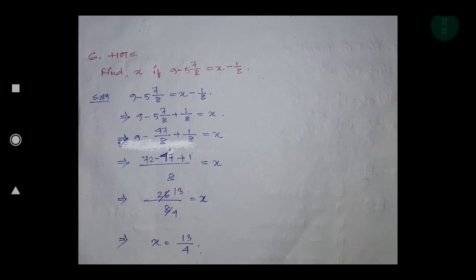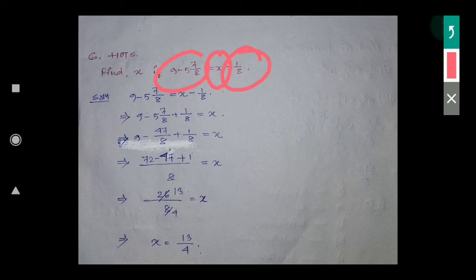Now see question number 6. Find x if 9 minus 5 7 by 8 is equal to x minus 1 by 8. Here we need to find x. So I will take the variable on one side, and all the numericals I will take on the other side. Here your variable is only x. Variable means the value we don't know, that we have to find. So all the constant terms, the numerical numbers, I will shift to one side.